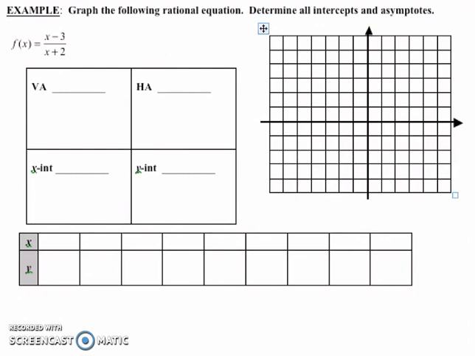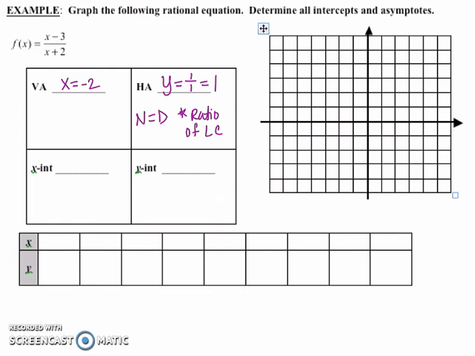Here we have a new rational equation. First, the vertical asymptote is at the value that makes my denominator equal 0. So I know that that's going to be at x equals -2. Horizontal asymptote: the degree of my numerator and the degree of my denominator are the same, n equals d. So remember that this is going to be a ratio of the leading coefficients. The leading coefficient of the numerator is 1, the leading coefficient of the denominator is 1, so I'm going to have a horizontal asymptote at 1 over 1, which is just 1, right?